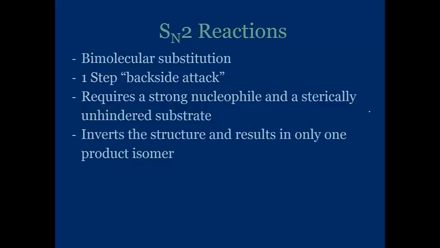This will invert the structure and result in only one product isomer. Think of this as an umbrella. The general attack for this is going to be on a ketone or an aldehyde of some sort. But you may see other types of SN2s on the test.